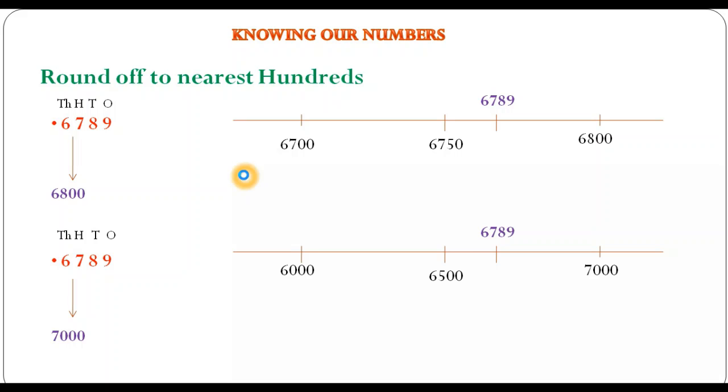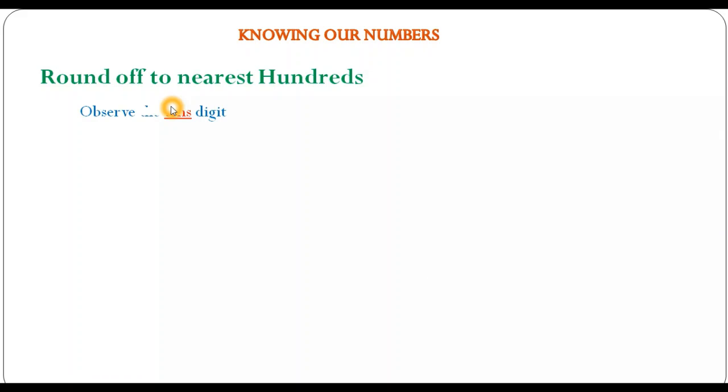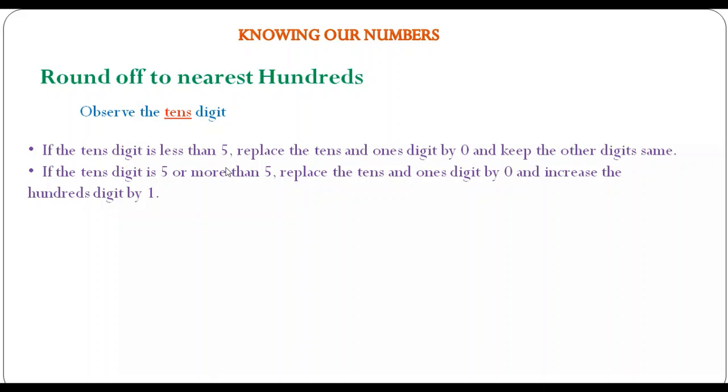Now let's look at the rules to round off a number to the nearest hundred. The same rules apply here. First of all, you have to observe the tens digit. If the tens digit is less than 5, replace the tens and ones digit by 0. It means the tens digit and the digit after tens, replace all of them with 0. And keep the rest of the digits, that means the digit at the hundreds place or the thousands place, the same. But if the tens digit is 5 or more than 5, then the same thing, replace the tens and ones digit by 0, but you have to increase the hundreds digit by 1.